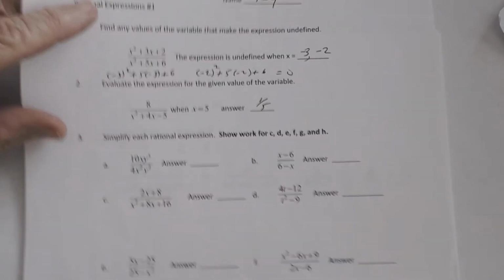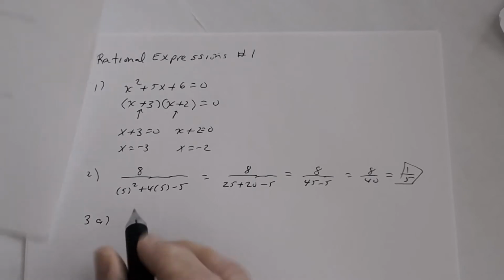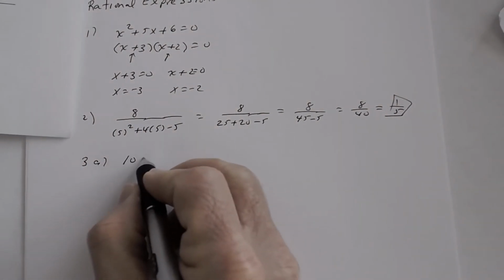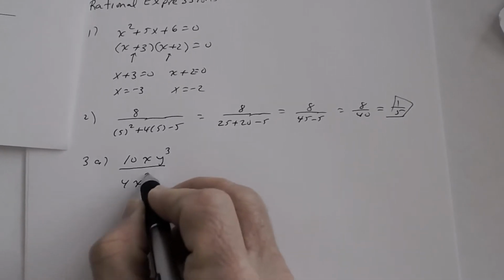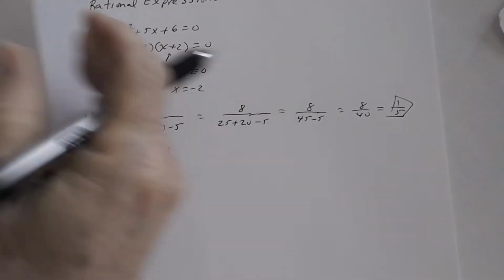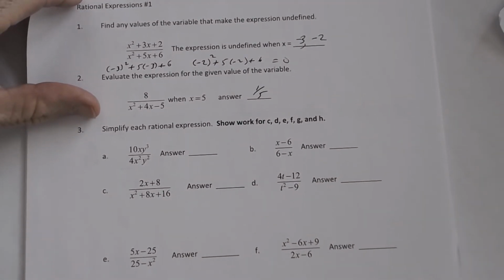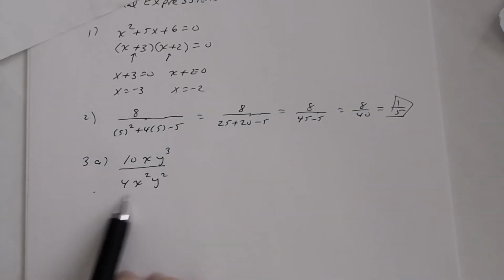Okay, number 3, I'm going to write out number 3. So here's 3a. We have 10xy cubed divided by 4x squared y squared. Notice that the direction says to simplify each rational expression. In this one, these are all monomials, right?